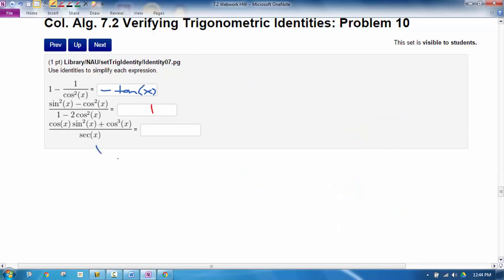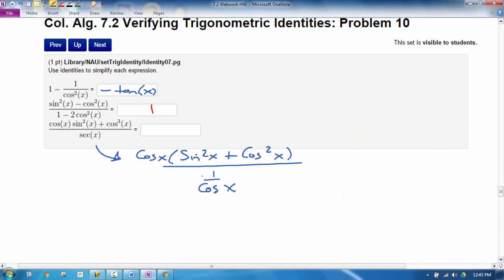And then the last problem, I'm going to factor out a cosine first and change the bottom into 1 over cosine. And then I'm going to multiply by cosine instead of dividing by the reciprocal, which just gives me cosine squared. Right now this is just 1, so your answer is just cosine squared of x.